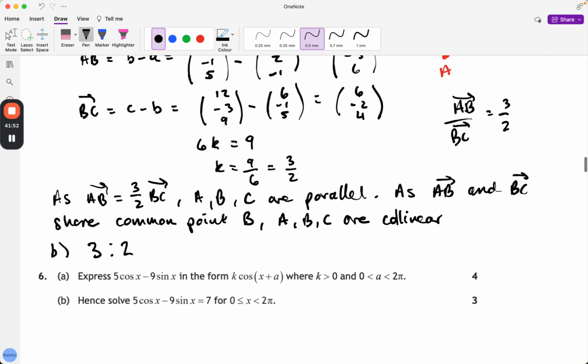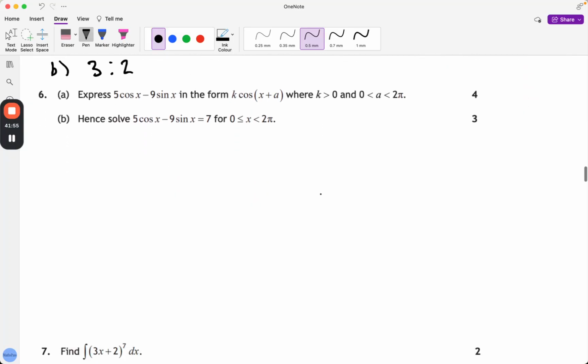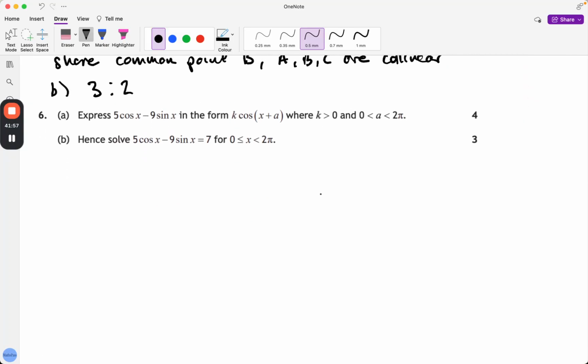Grand. Okay, let's have a look at question 6. So question 6, we want to express 5 cos x minus 9 sin x in the form k cos(x plus a), where k is greater than 0 and a is between 0 and 2 pi. And then based on that, we want to hence solve for that thing equal to 7.